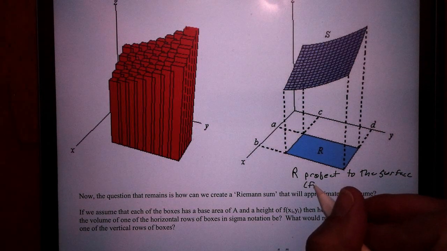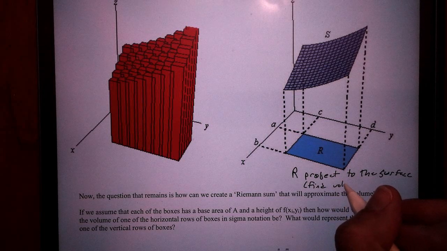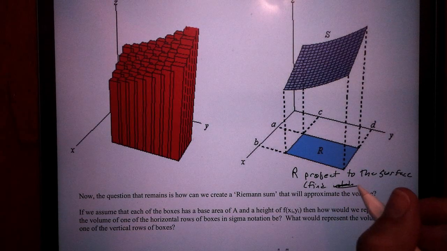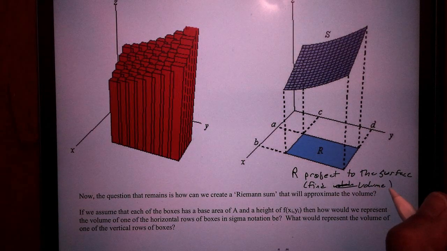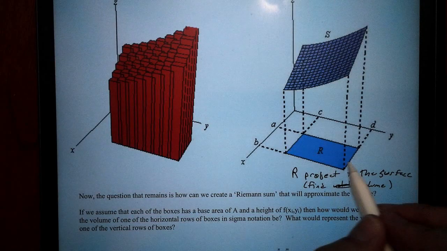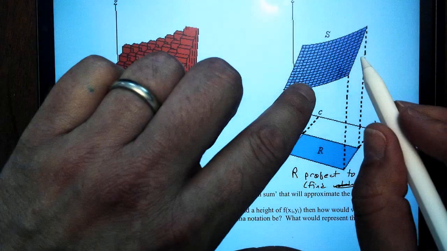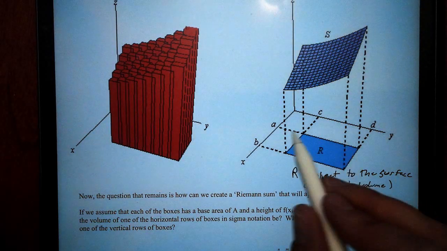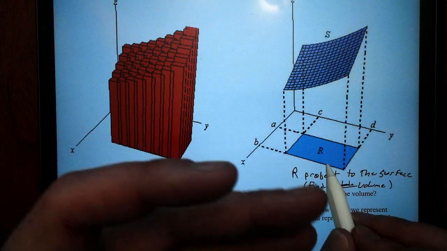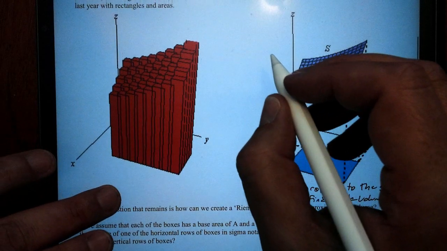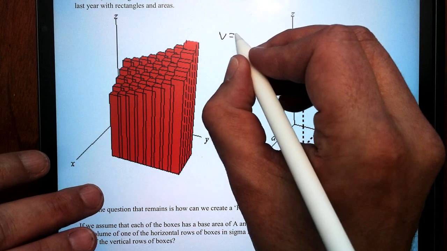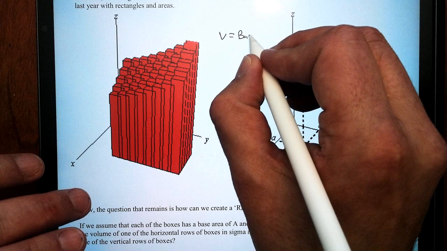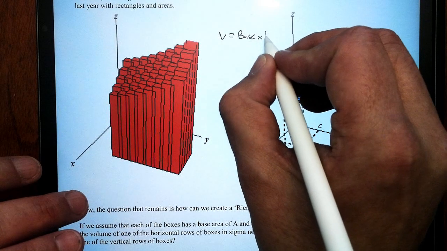And we're going to calculate that volume. We're going to project the base up until it hits the surface, and we're going to calculate the volume. So this might look a little familiar to you. Well, if I want to find the volume from geometry, we know to get the volume, we can take the base times the height.